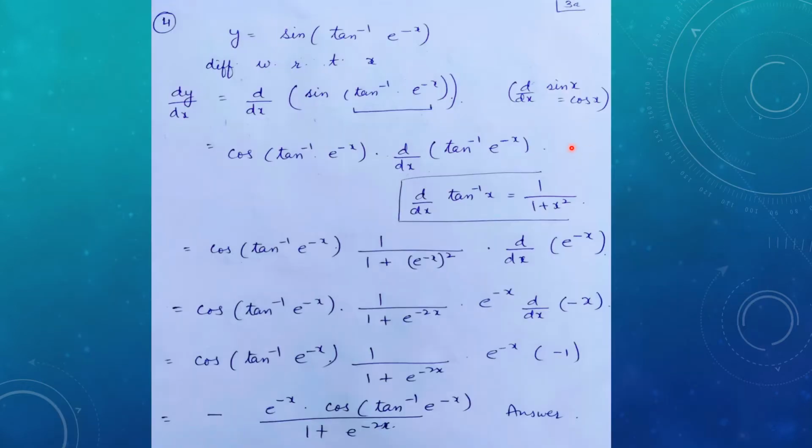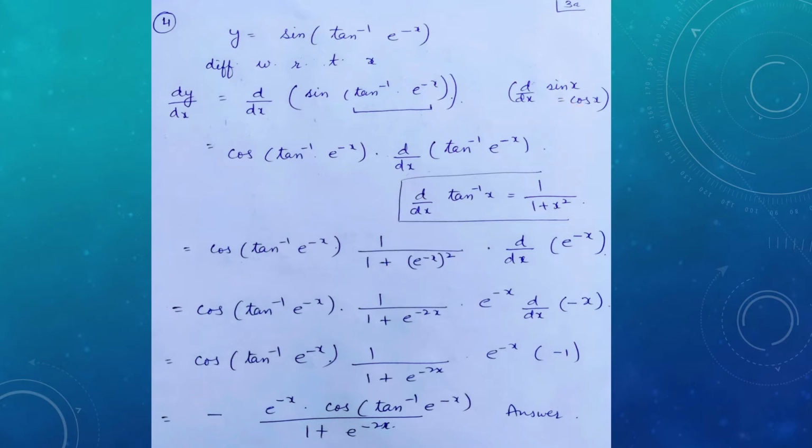Next, y is equal to sin(tan⁻¹(e^(-x))). Please listen very carefully. The format will be the same. Differentiating with respect to x, dy/dx is equal to d/dx sin(tan⁻¹(e^(-x))). Now what you have to remember is the formula d/dx sin x is equal to cos x.